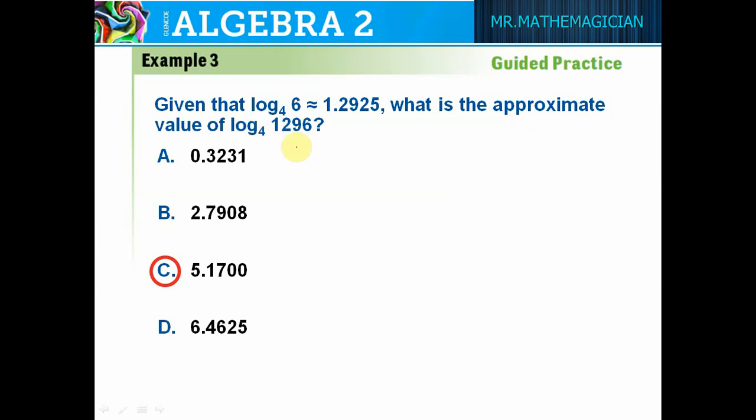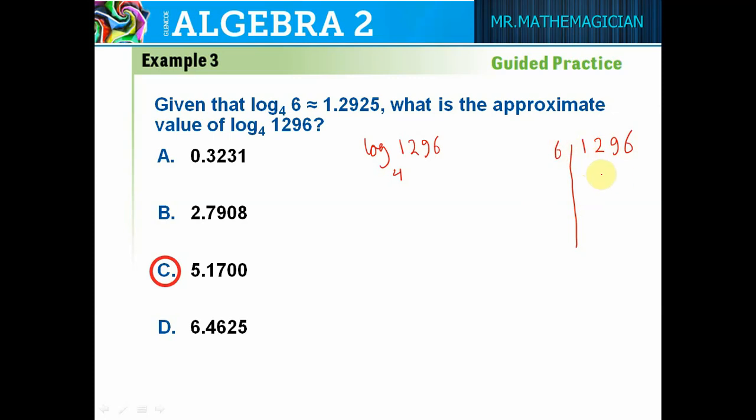I'll start with the required log 1296 to the base 4, and I will take this number 1296. Of course, if you have a calculator, you can try 6 to the power, 6 to the power, and so on. I'll divide now by 6.